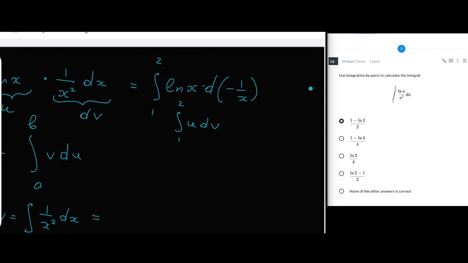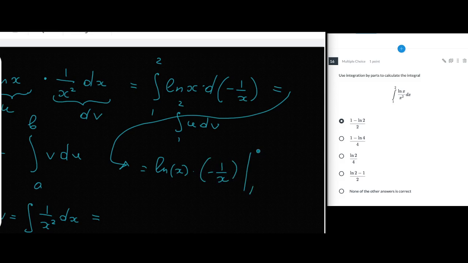Now let's go ahead and apply integration by parts. So I'm going to take u times v, so ln of x multiplied by negative 1 over x. We'll have to evaluate this at 1 and 2. And then we'll have to subtract the integral of v, which is negative 1 over x, multiplied by du, and u is natural log of x, so we're going to get d of ln of x. The integral is again from 1 to 2.